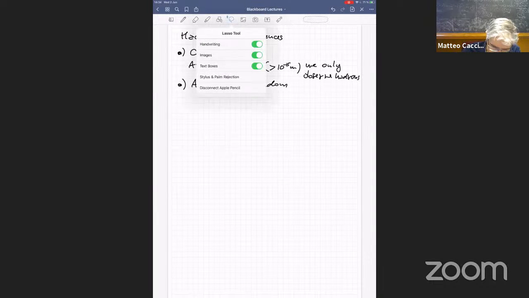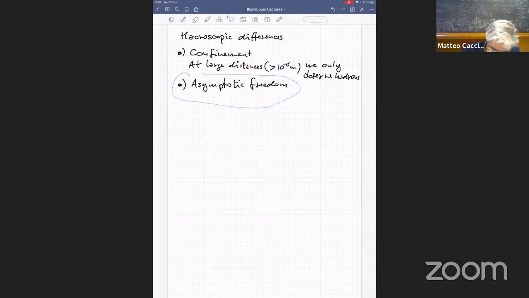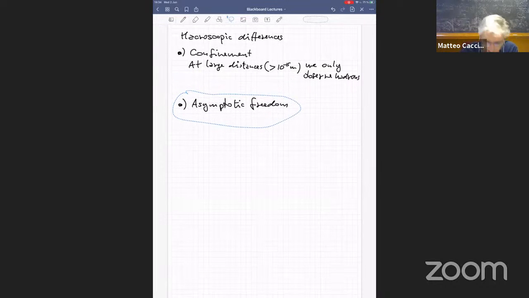This is confinement. The quarks and the gluons are confined at a scale which is less than the size of a proton, roughly. So this is a fact. If you look around you, you don't see a quark or a gluon unless you probe the matter at larger energies and therefore at smaller distances.